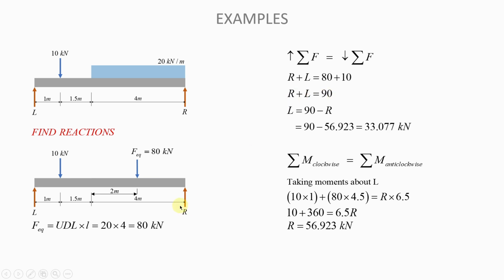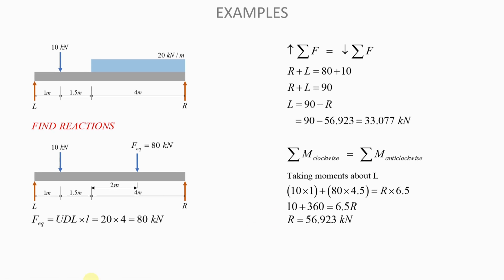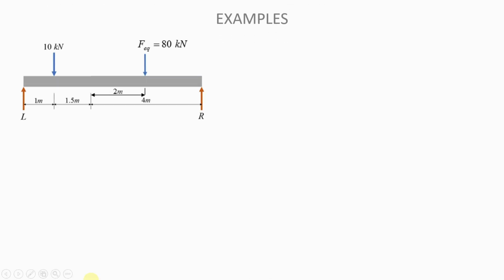L will therefore be equal to 90 minus R. We know what R is, so you plug in the numbers and you find that L is equal to 33.077 kilonewtons. Now that you have the reactions, you can begin to draw the shear force diagram.